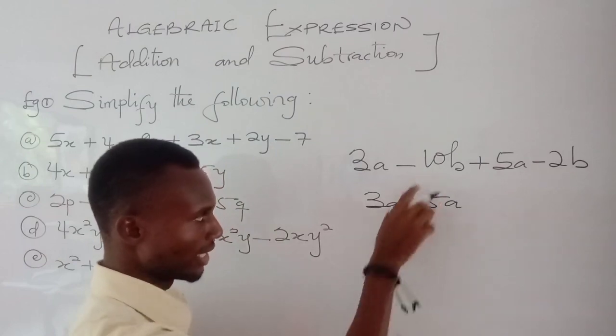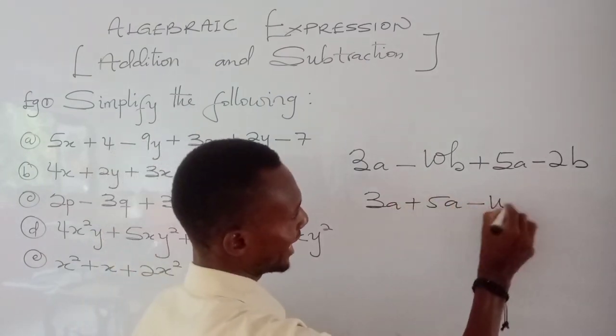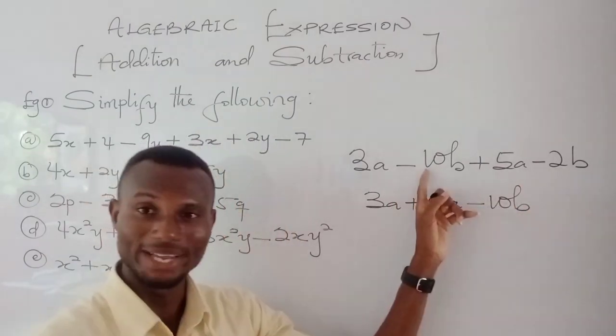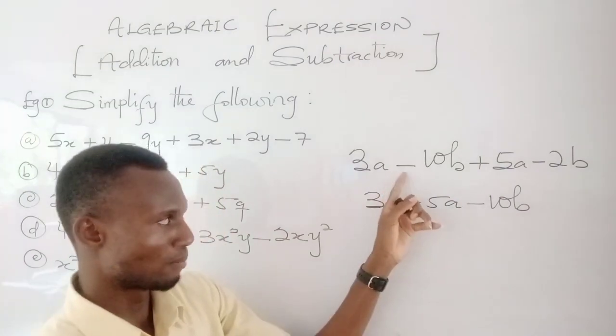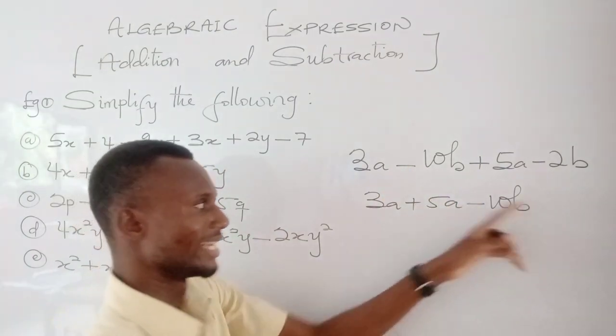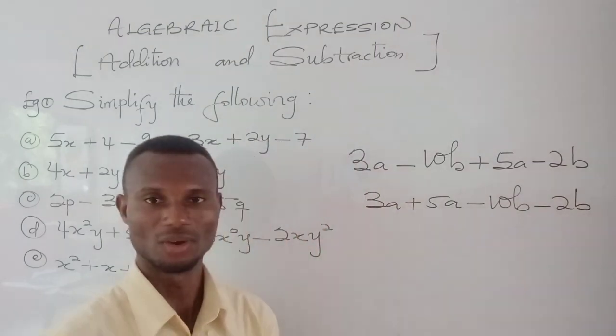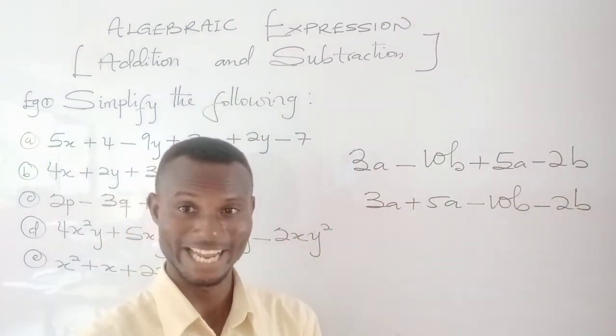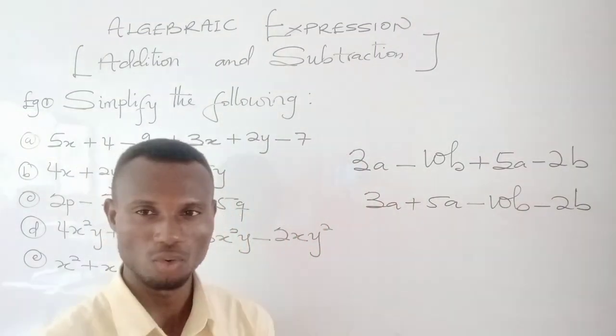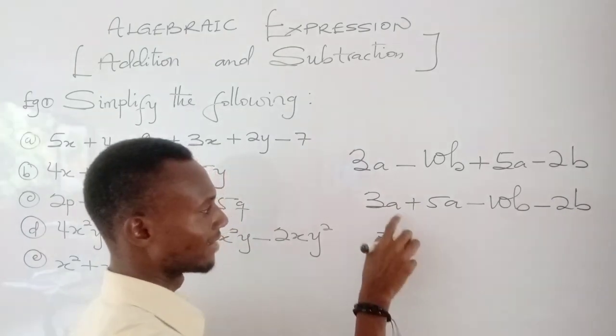Then let's go to the B. I have minus 10B here. Okay, you pick it with a sign in front of it, minus, so minus 10B. Then I'll join it with the minus 2B, which is here. Okay, that is the grouping of like terms. Then now we can go ahead and simplify further.